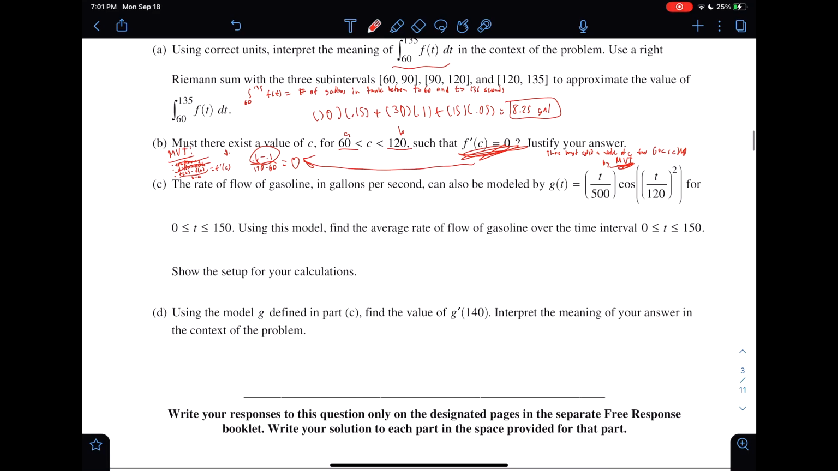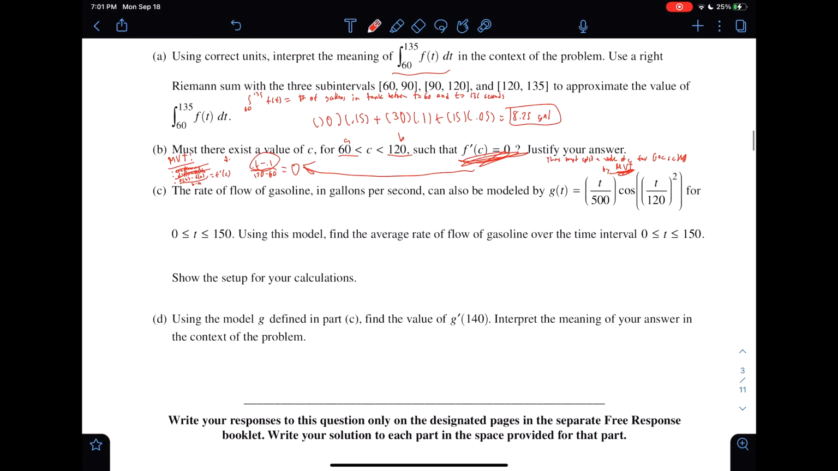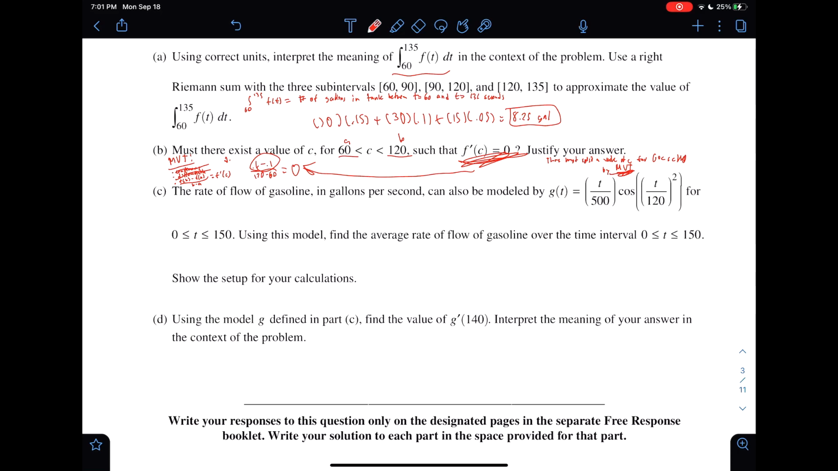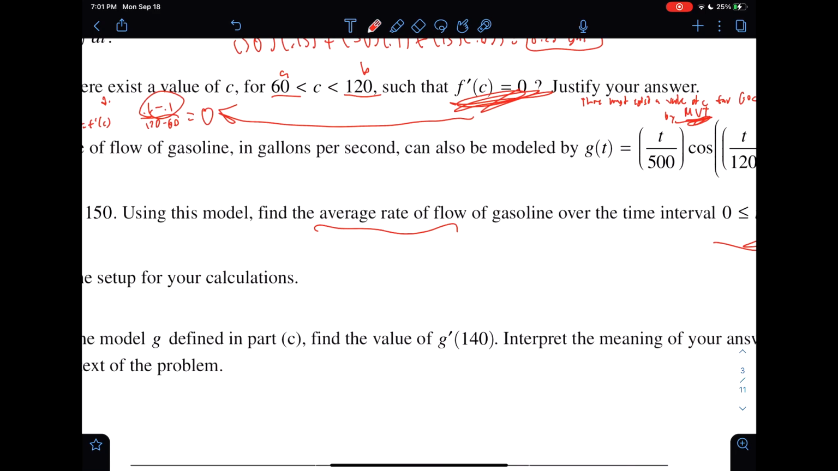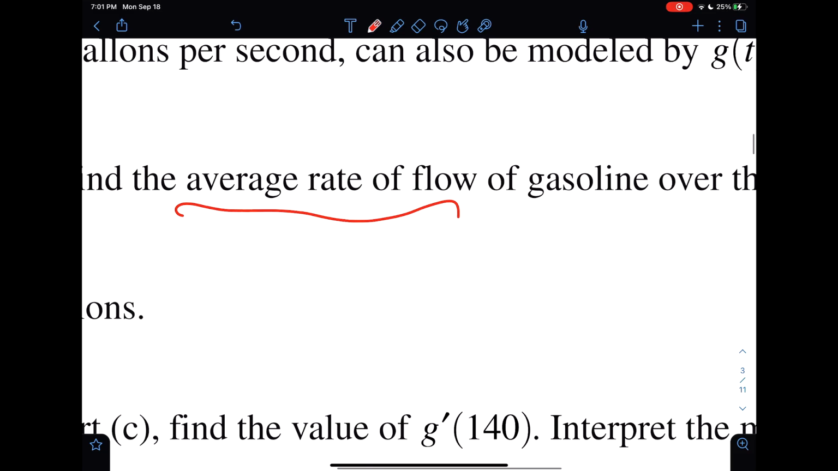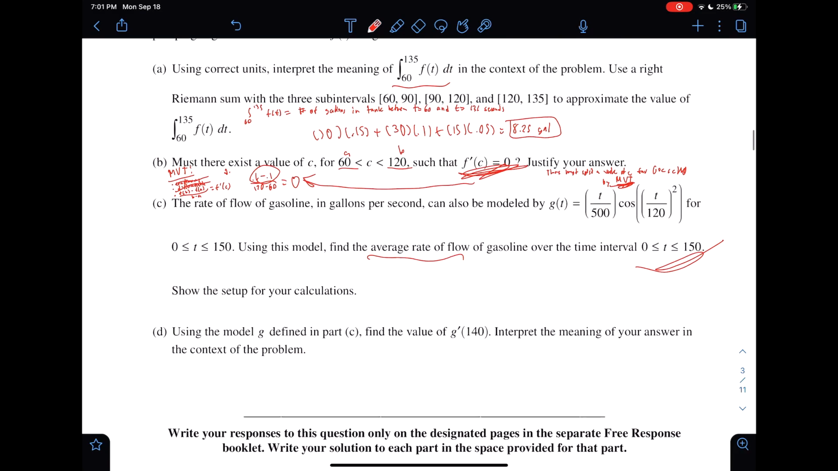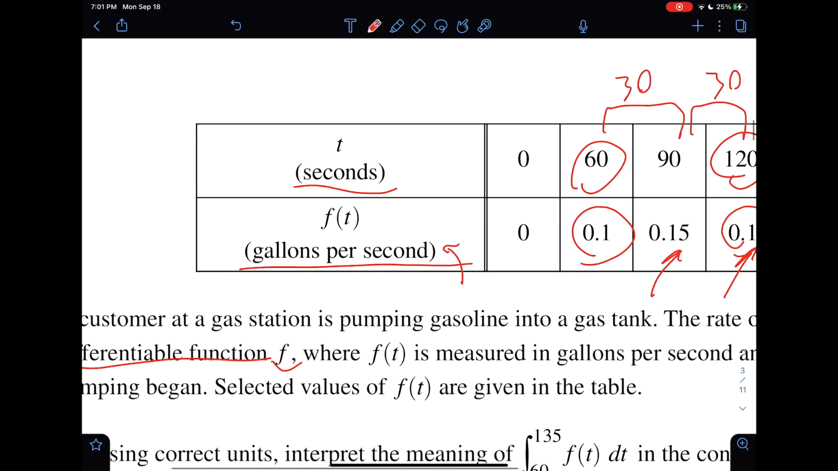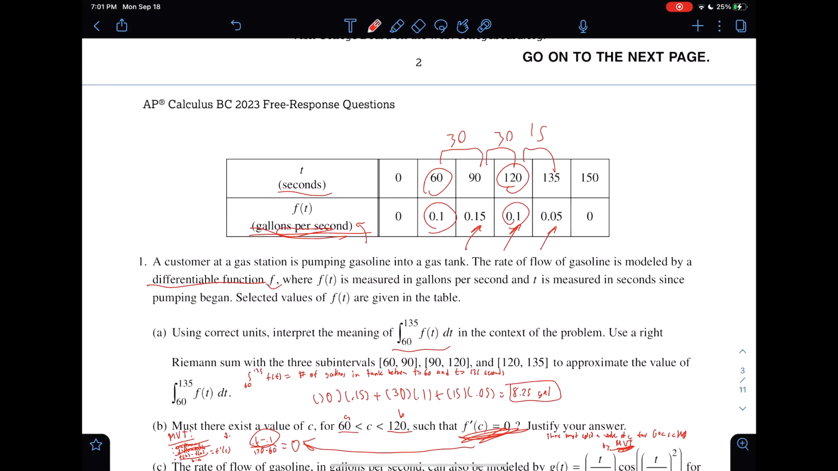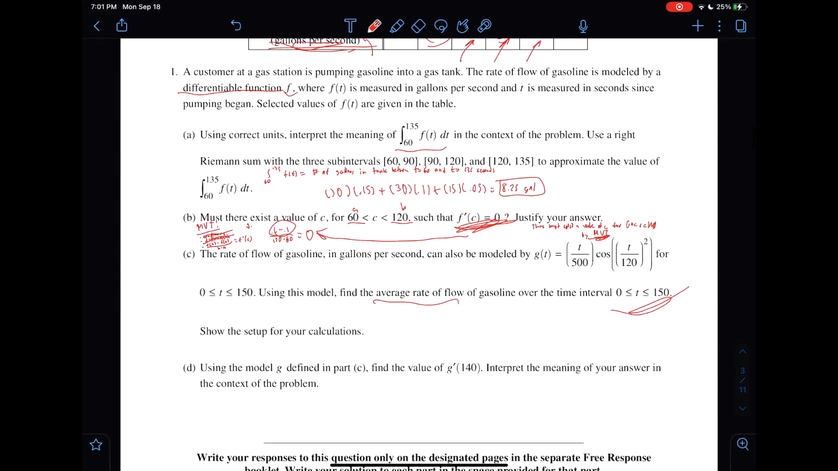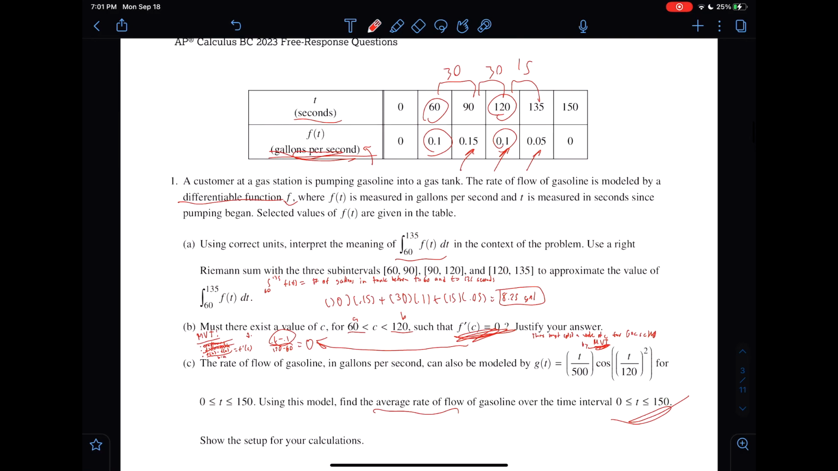So part C, the rate of flow of gasoline in gallons per second can also be modeled by G(t) for 0 ≤ t ≤ 150. Using this model, find the average rate of flow of gasoline over the time interval, and show your setup for calculation. Average rate of flow tells you you need AVT, because it's asking for the average rate of flow of gasoline. This is going to be in gallons per second.